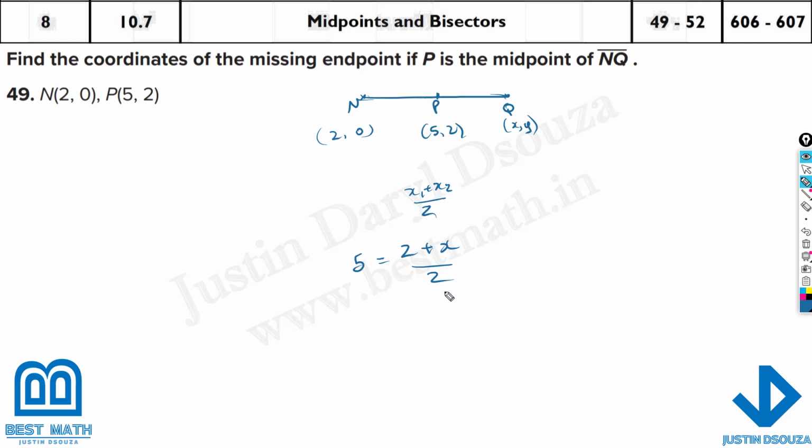So just use the midpoint formula and you can find it. 5 times 2 is 10, which is equal to 2 plus x. Take it to the other side. It's going to be 8 equals x. That's the normal way. And even the y can be solved the same way.